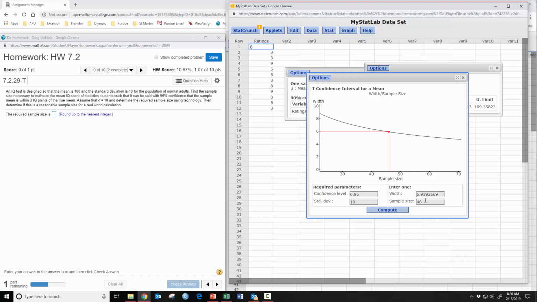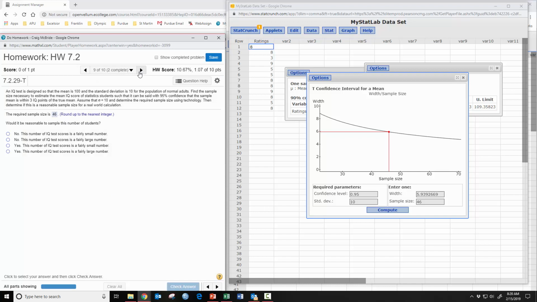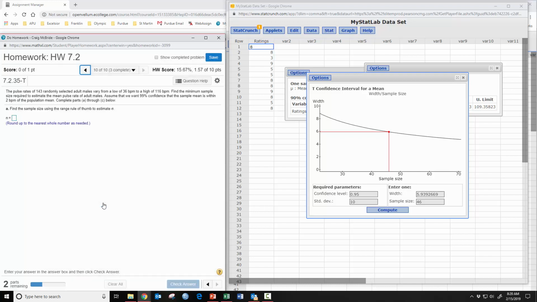Because if you rounded down, it would be a little bit bigger than 6. So in this case, our width is now going to be a little bit less than 3 in both directions. And we just say it is a sample size of 46. Okay, that's simple.